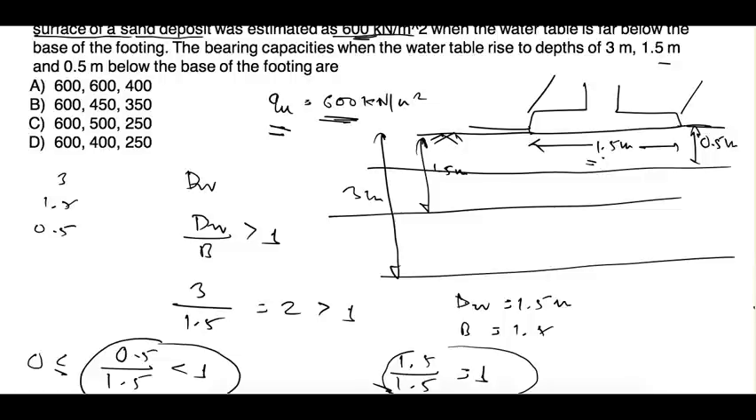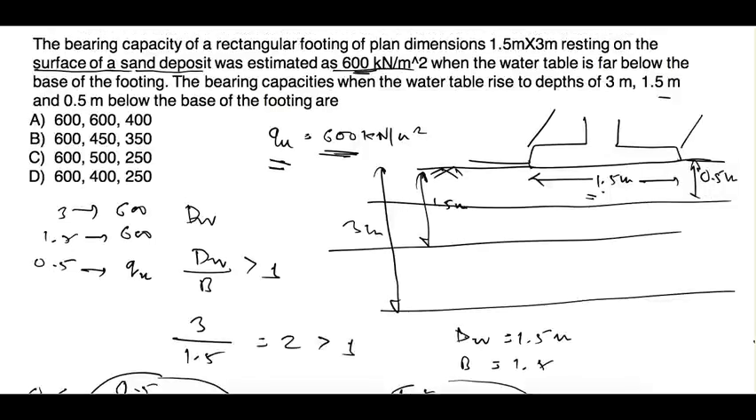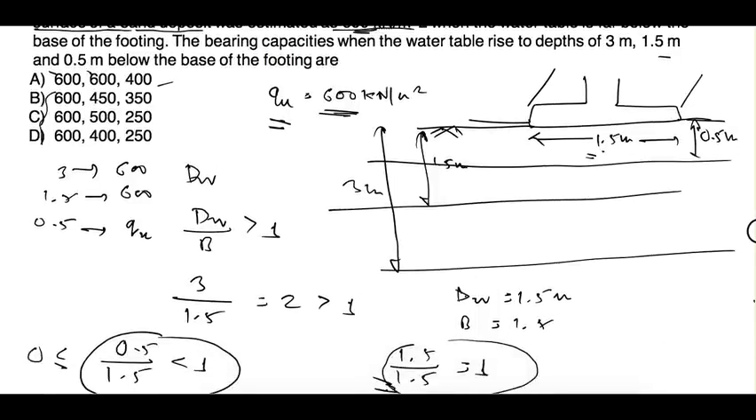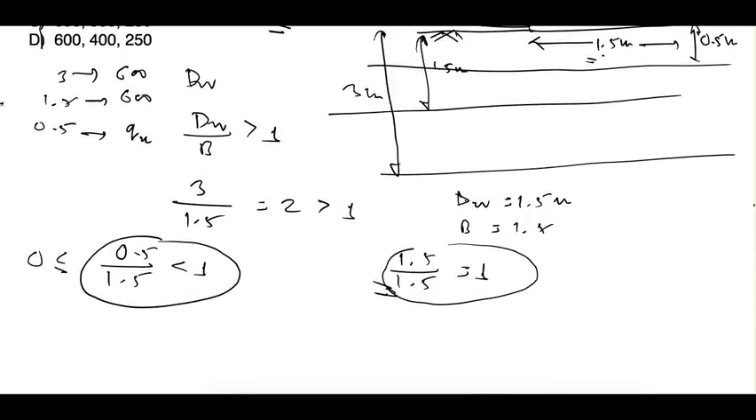So here we see that for these two depths, 3 meter and 1.5 meter, the bearing capacity is 600 and 600, and for this value it is something else, qx, let's say. If we see the options here, there is only one option in which these two values are equal, that is 600, 600, and in none of the other options. So from here also you can directly do it. But let's solve this for the 0.5 value.